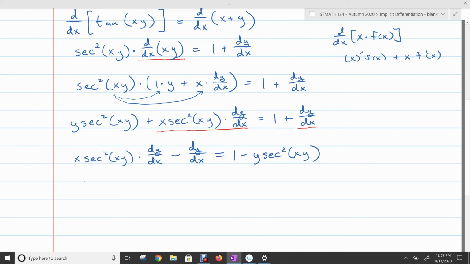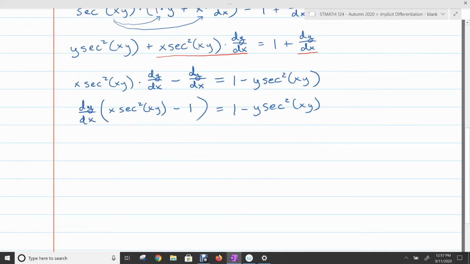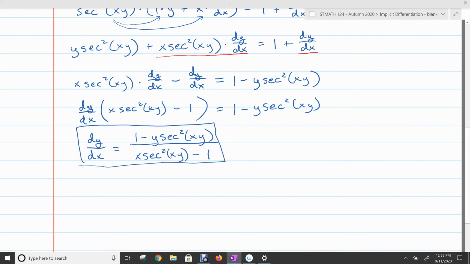Now on the left-hand side, I factor out the dy/dx. So I'll have dy/dx multiplied times x secant squared of xy, and then minus 1. And that equals 1 minus y secant squared of xy. And now I divide by the quantity in parentheses on the left-hand side of the equation to isolate dy/dx, and I end up with dy/dx equals 1 minus y secant squared of xy, all divided by x secant squared of xy minus 1. And that is the derivative of y with respect to x.